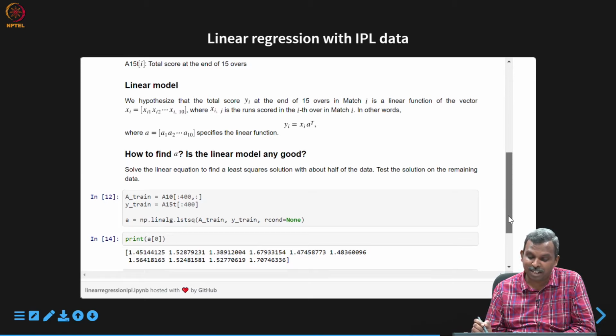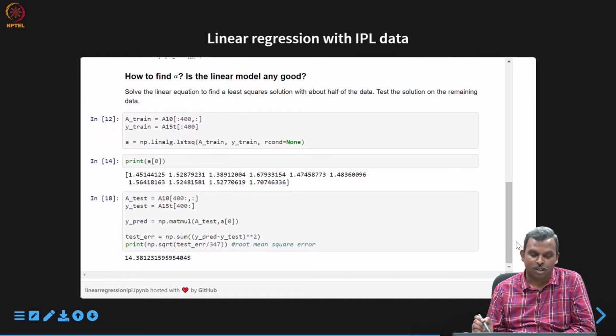Now, how good is your prediction? You have to test, right? So you take your A test and then Y test, and then you find your prediction. What's your prediction? You do the multiplication of A test by A0, right? So that's your prediction. Your Y test is the actual score, and you compute your squared error. Okay, Y pred minus Y test square.